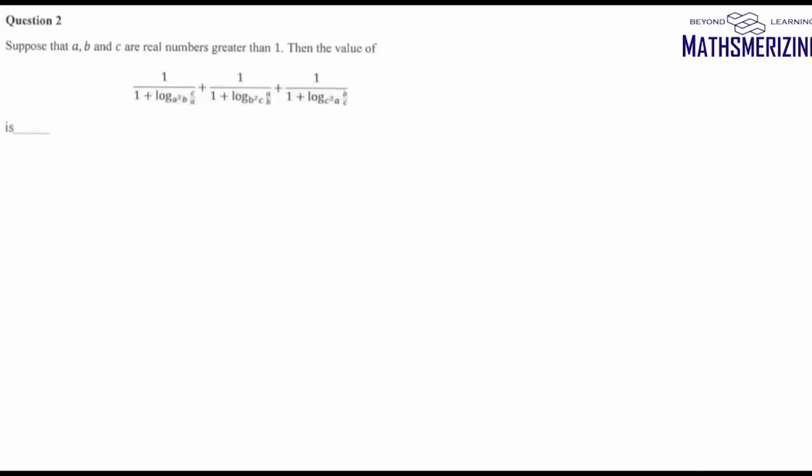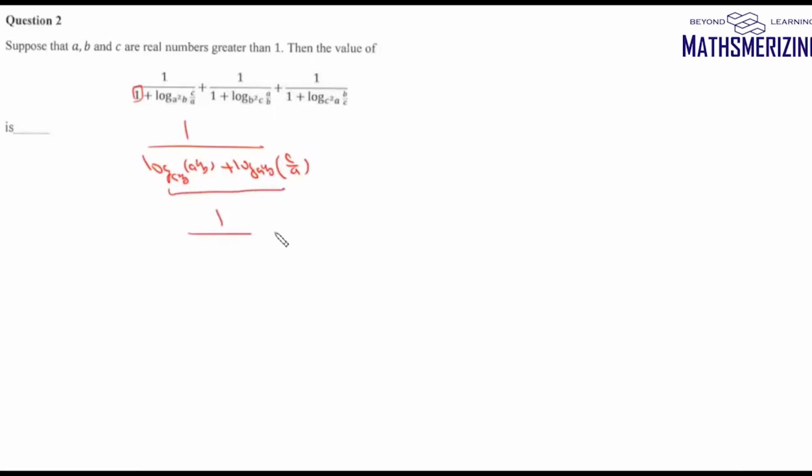Now question number 2 again is a very simple logarithmic question, and it says we need to simplify the value of 1 upon 1 plus log c upon a to the base a square b plus 1 upon 1 plus log a upon b to the base b square c plus 1 upon 1 plus log b by c to the base c square a. Now we know that log a base a is 1. So what we'll do is we'll write this 1 as log a square b to the base a square b, and this is plus log a square b c upon a. Now we'll simplify this.